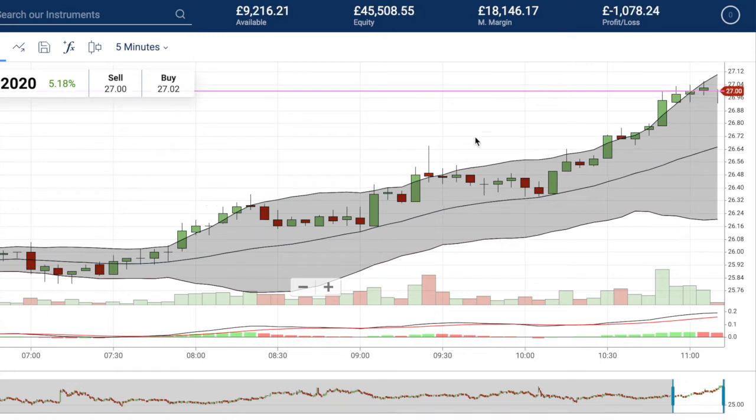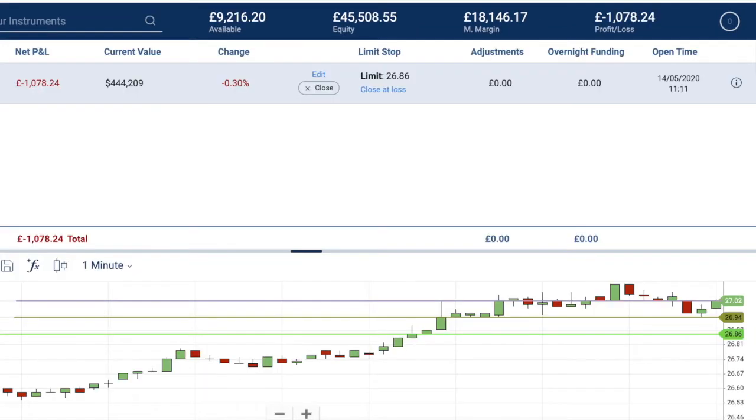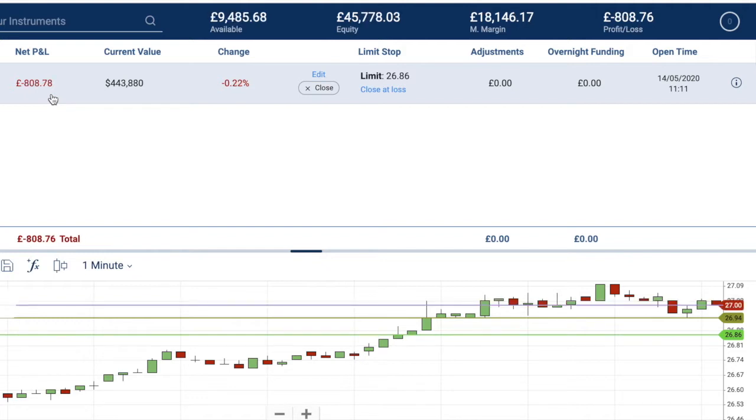I'm actually on a trading platform where I'm trading the price of oil at the moment. I'll just show you an open order. I've got an open order at the moment. I'm actually running at a loss of 1,076, and as you can see, that's gone to minus 800. So I've just opened this order, and I'm trading with £18,000.